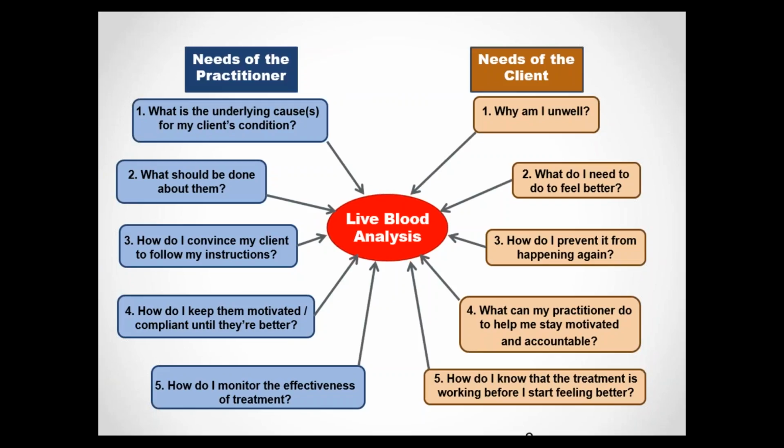So live blood analysis value then lies in its ability to highlight imbalances that can be addressed by changes in diet, lifestyle, specific supplementations, and also some specific natural health products. Now, these interventions then provide the body with what it needs to be able to heal itself.